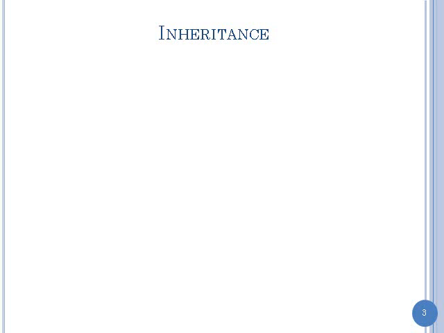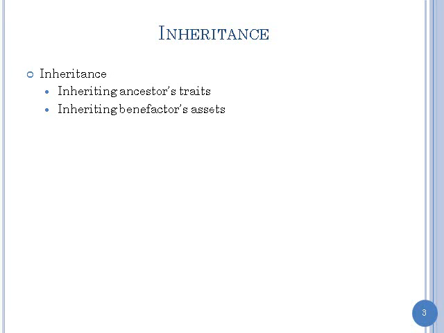And what does a class consist of, really? If I decompose a class, it consists of variables and methods, and these are called members. So I want to inherit variables and methods from someone else. That's the whole goal. Okay? So you inherit ancestors' traits, benefactors' assets. We inherit members, which are methods and variables.